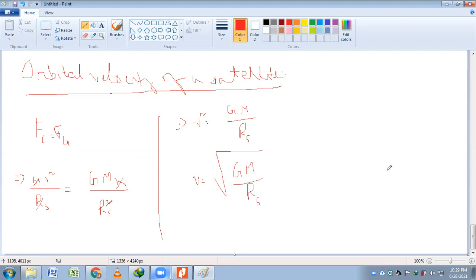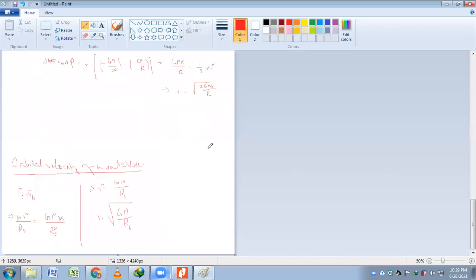What is important is that you should not confuse these two expressions. Have a look. Escape velocity is given by what? Root over of 2GM by r. Orbital velocity is given by what? Root over of GM by r. What is the difference? There is a difference of 2 over here. So you should not mess up these two expressions. This is really important.